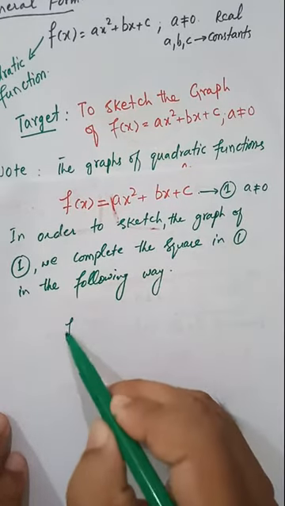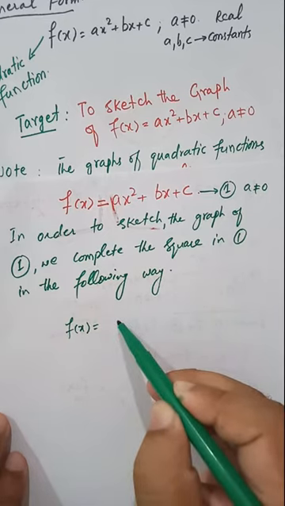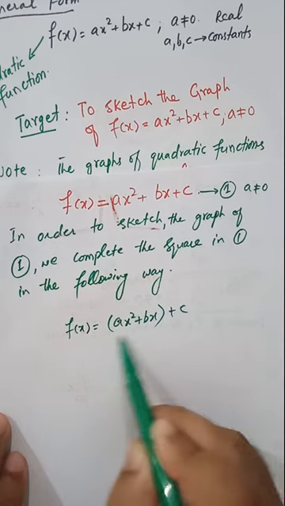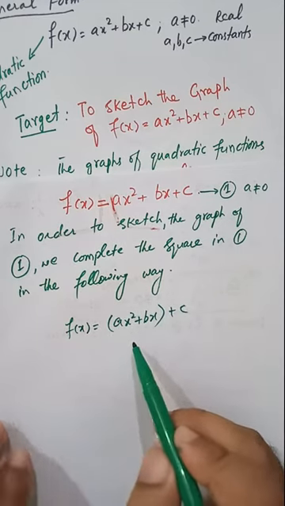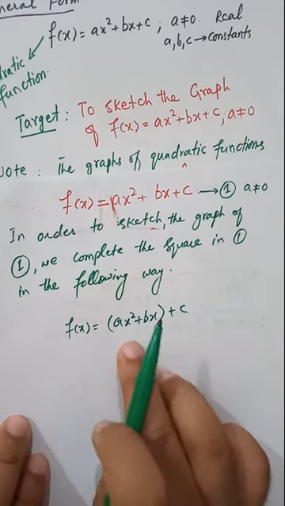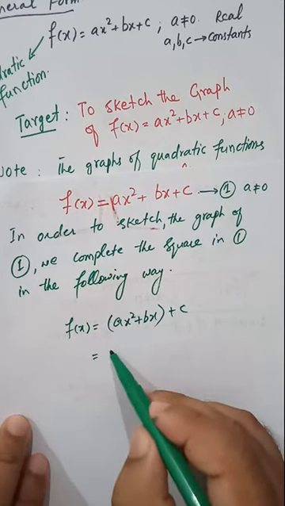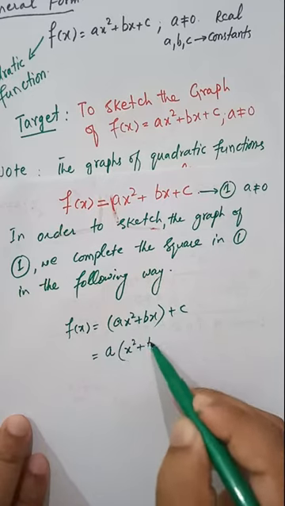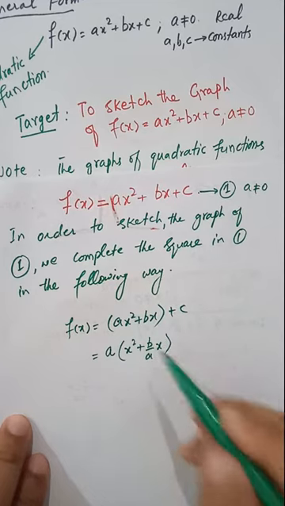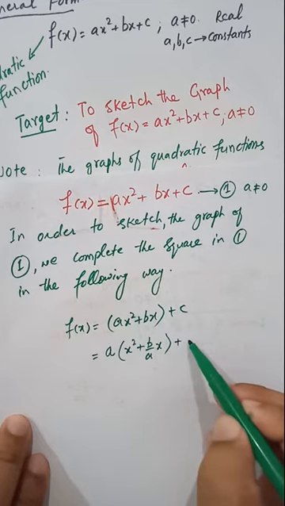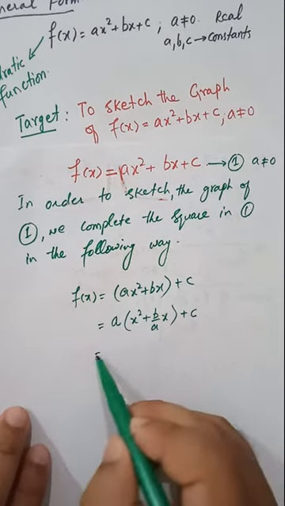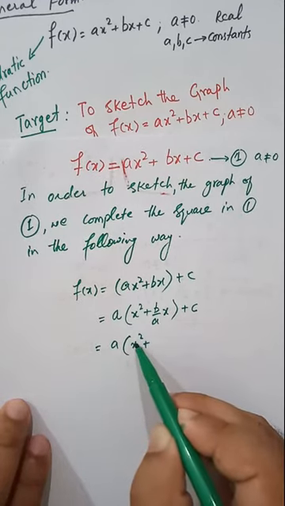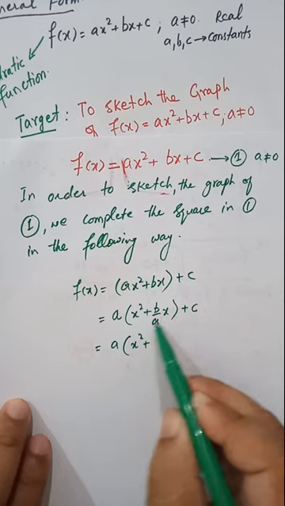So f of x is equal to ax square plus bx plus c. Now I am completing the first two terms into a complete square, so I am taking a common from these two terms. What remains is x square plus b divided by a times x, plus c as it is. Now I am making this a complete square.